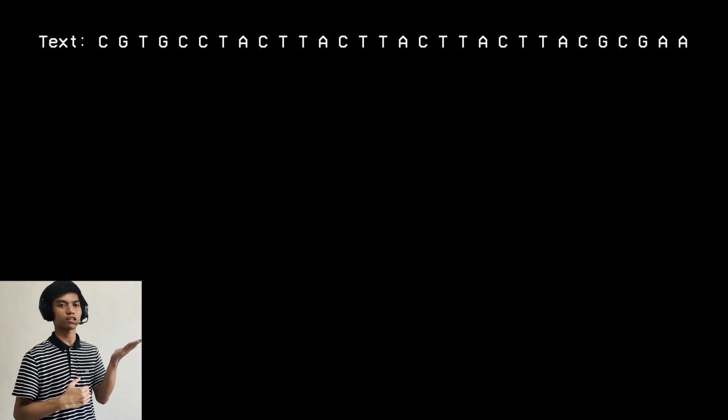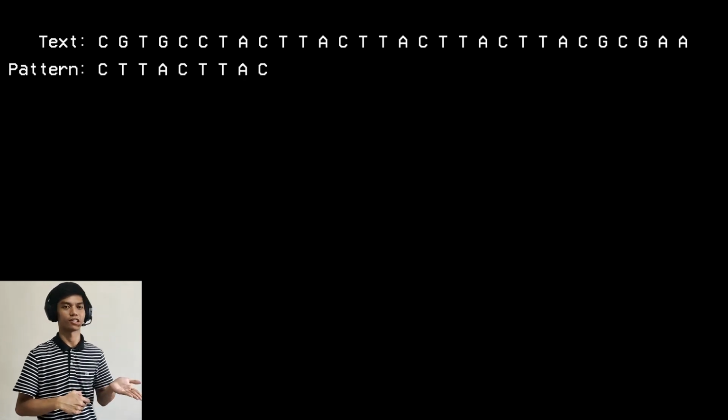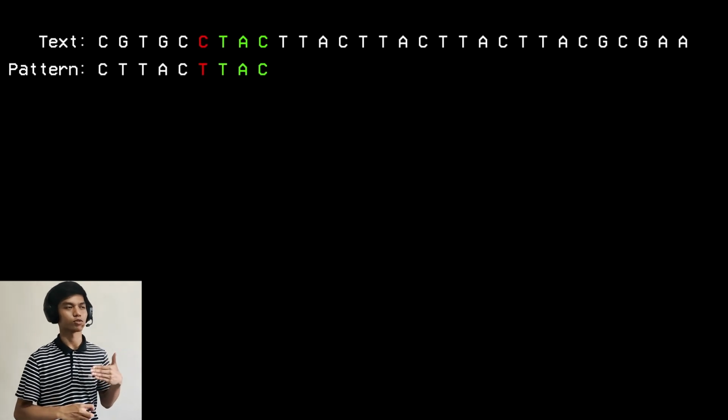So, let's have an example for the good suffix rule. So let's say we have this text and this pattern. So we compare again from right to left, and as we can see, there are some characters that match, and then we come across a mismatch.